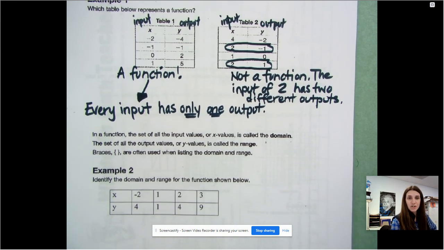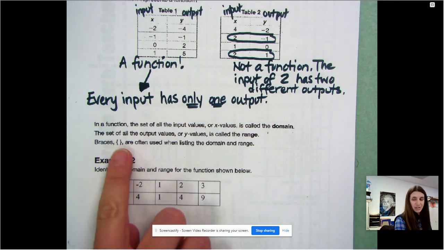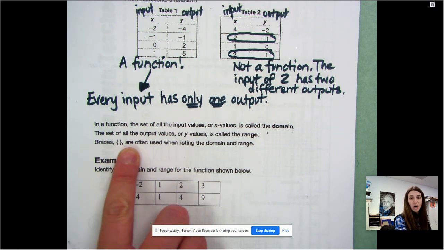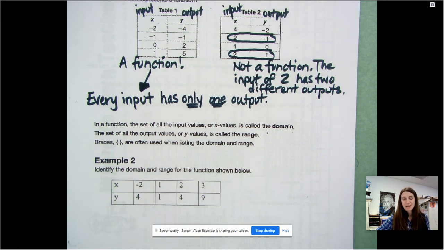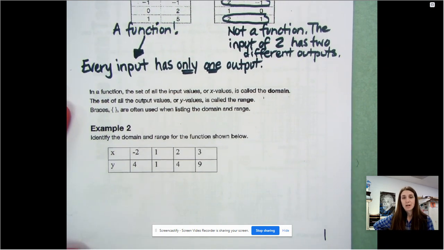So in a function, the set of input values is called the domain, and the set of output values is called the range. Braces, Mrs. Brown calls them fancy brackets, are often used when listing the domain and range. So let's take a look at example 2. Identify the domain and range for the function shown below.